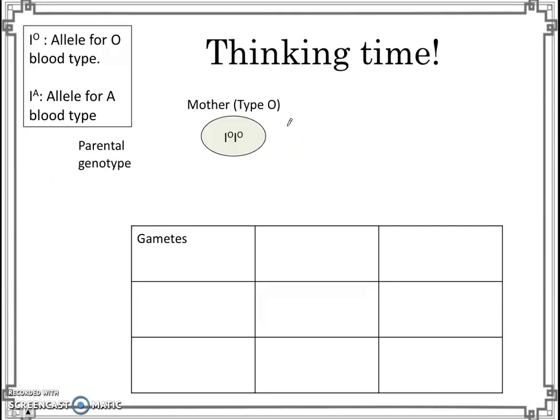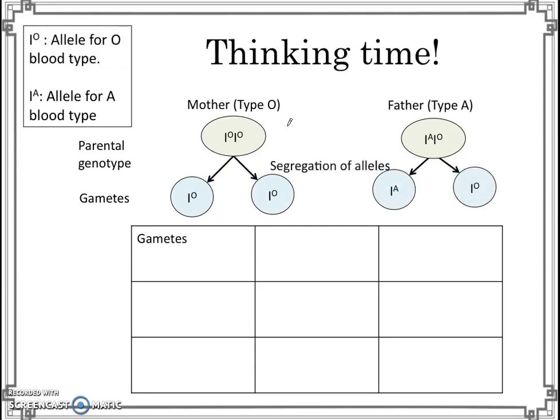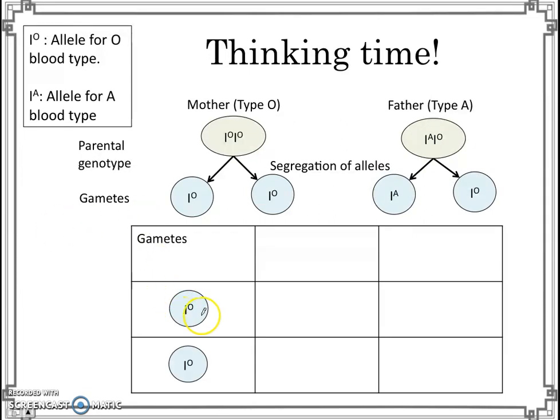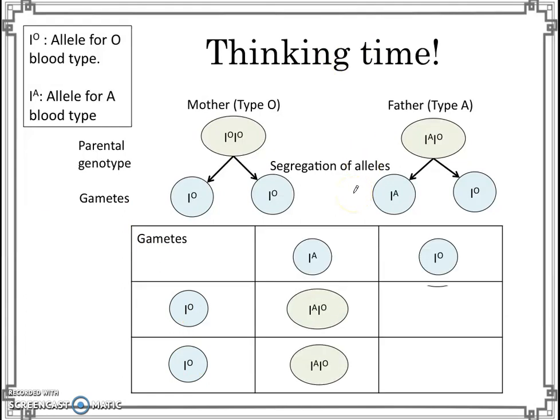If the mother is blood type O, IOIO, and the father is IAIO, then we can use the Punnett square to see the resulting offspring. Here are the mother's gametes, IO and IO, and here are the father's gametes, IA and IO. Looking at the possible combinations, half of their offspring will be blood type A, while the other half will be blood type O. So it's possible for a mom of type O and a father of type A to have offspring who are type O.